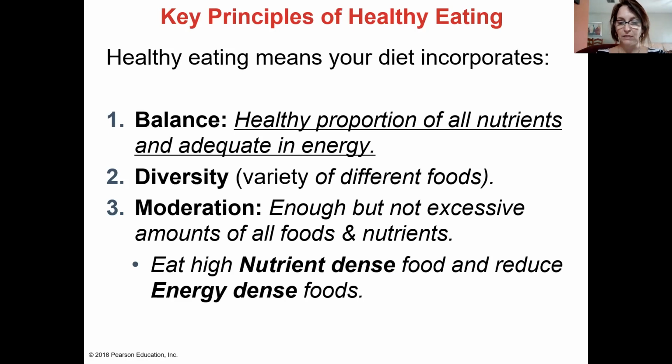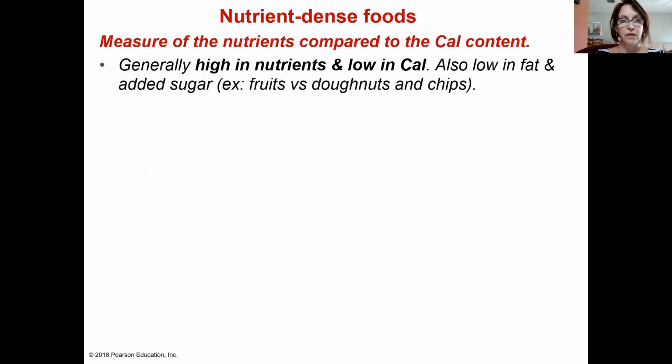And what does this mean? Well, a nutrient dense food is a food that is generally high in nutrients and low in calories. So it's a measure of the nutrients compared to the calorie content. They generally are also low in fat and low in sugars that are not natural. For example, fruits versus donuts and chips. Fruits are more nutrient dense than donuts and chips. The reason is that you will have more nutrients in your fruits, like minerals, vitamins, etc., and you don't have added sugars in it.